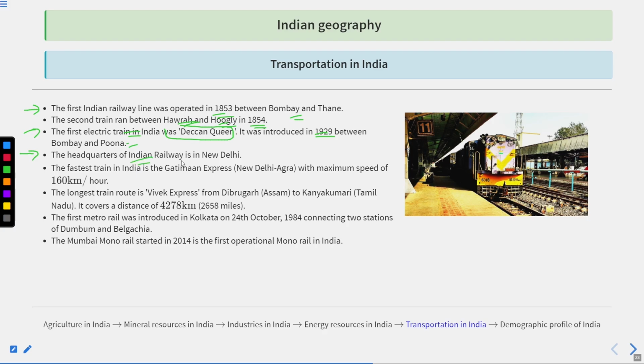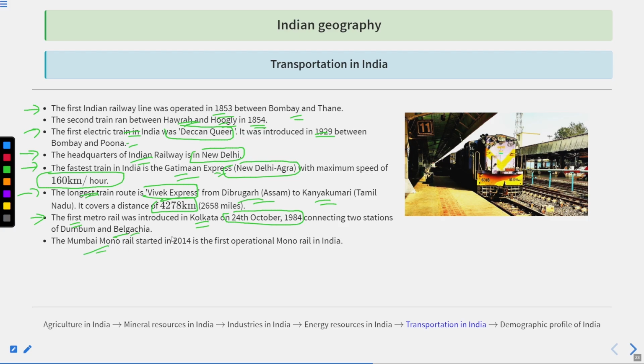The headquarters of Indian Railway is now in New Delhi. The fastest train in India is the Gatiman Express, which runs between New Delhi and Agra at a maximum speed of 160 kilometers per hour. The longest train route is the Vivek Express, which runs from Dibrugarh, Assam to Kanyakumari, Tamil Nadu, covering a distance of 4,278 kilometers. The first metro rail was introduced in Kolkata on 20th October 1984, connecting two stations, Dumdum and Belgachia.